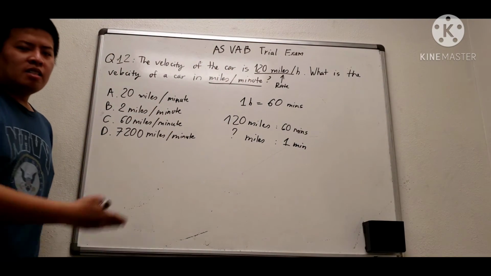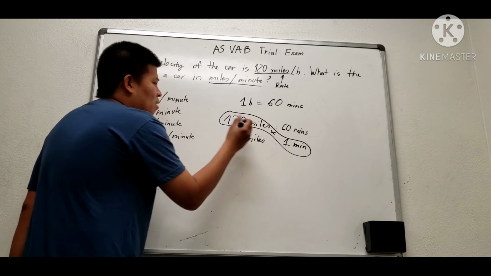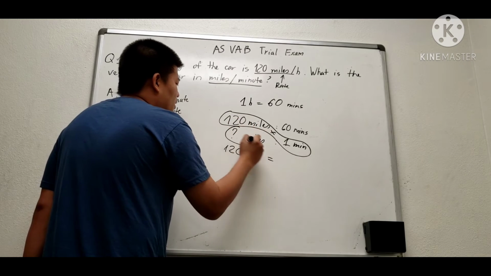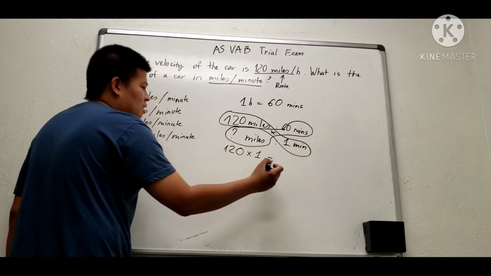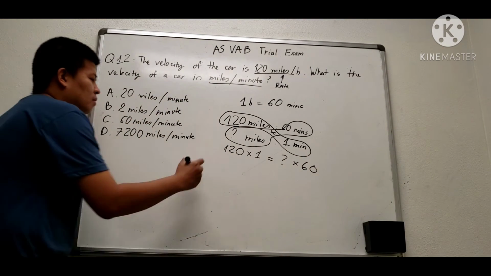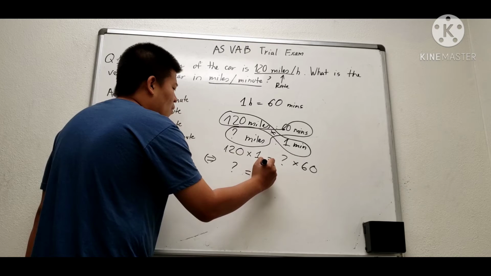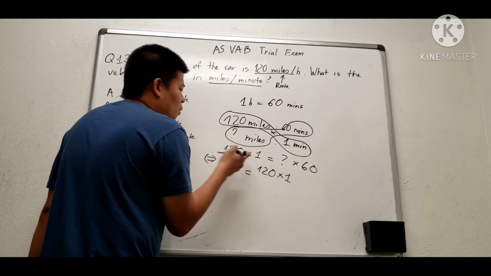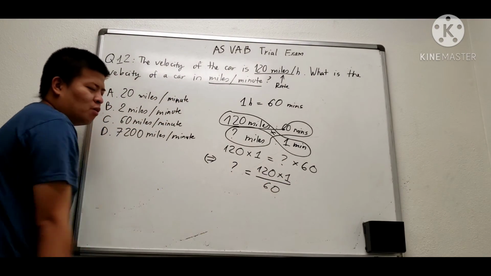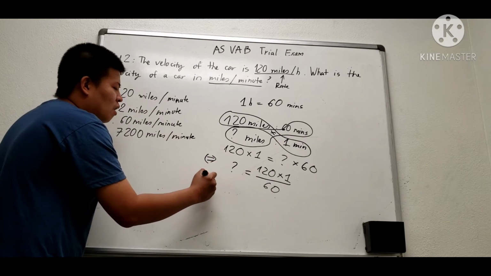So you can see that just like the ratio, 120 multiplied with 1, the question mark multiplied with 60, so that we have the equation. To find the question mark, you take 120 multiplied with number 1, then we divide both sides by 60. So 120 multiplied with 1 is still 120, and 120 divided by 60, you get 2.